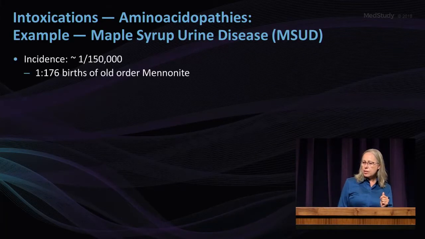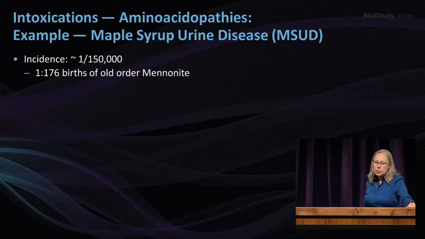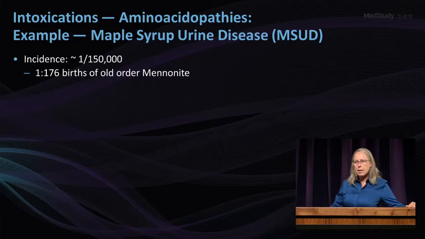Maple syrup urine disease, or MSUD, is about 1 in 150,000 live births, unless you're in the Old Order Mennonites, and then it's about 1 in 176. And Indiana has a high population of Old Order Mennonites, and they were one of the first states to have MSUD on their newborn screen. Now we all screen for it.